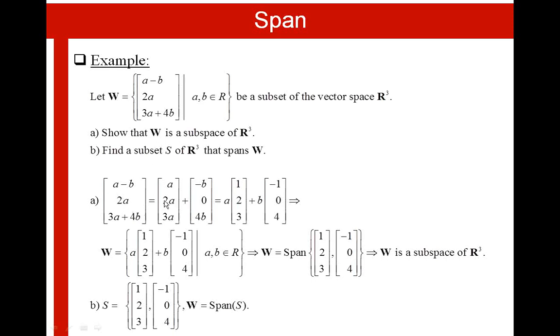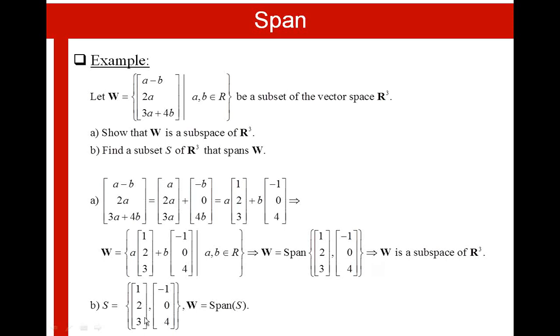We notice that this can be written in terms of the vectors (A, 2A, 3A) and (minus B, 0, 4B), and the scalars A and B can be taken as factors with respect to the two vectors. Therefore, W can be rewritten as A times the vector (1, 2, 3) plus B times the vector (minus 1, 0, 4), where A and B are scalars that belong to R. Therefore, W forms a linear combination of these two vectors, and W is a subspace of R3. To address the second part of the question, find the subset S.